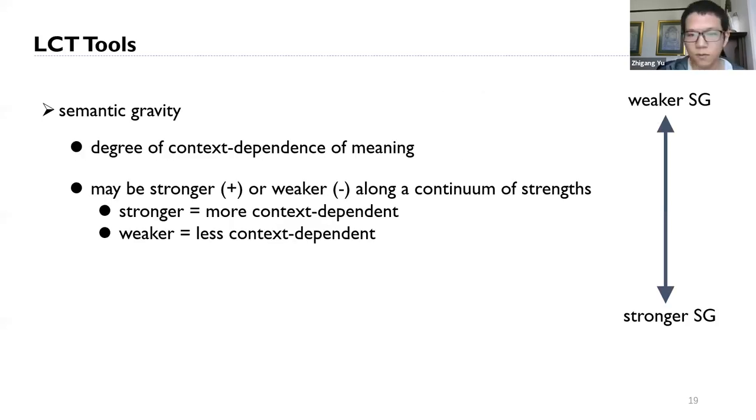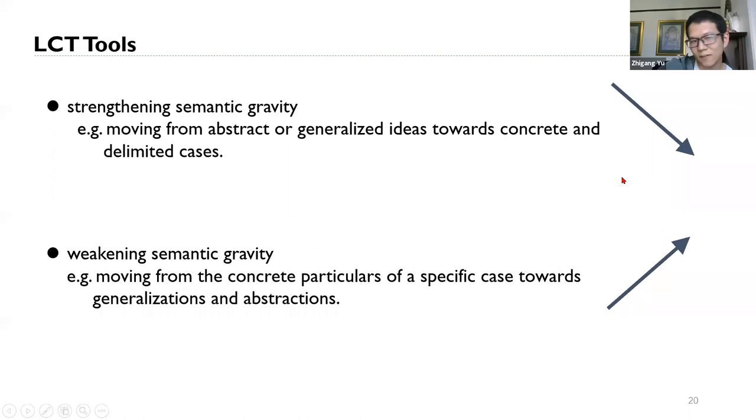So this is a little bit of introduction about semantic gravity. I believe you already know very well what it means, but I would still like to introduce it. Semantic gravity refers to the degree of context dependence of meaning. It can be stronger and it can be weaker along a continuum of strength. If it is stronger, it means it is more context dependent. If it is weaker, it means it's less context dependent. So we can strengthen semantic gravity, which means you can move from less context dependent to more context dependent, for example, moving from abstract and generalized ideas toward concrete and specific cases. And we can also weaken semantic gravity, moving from concrete particulars of specific cases towards generalizations and abstractions. So this is semantic gravity.